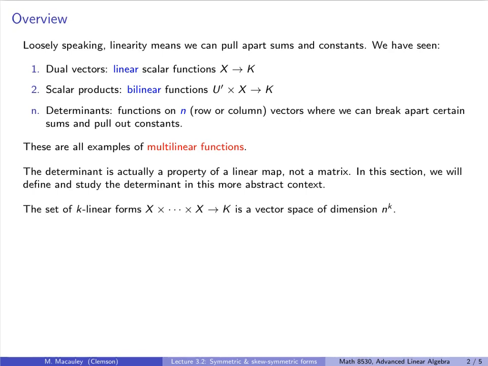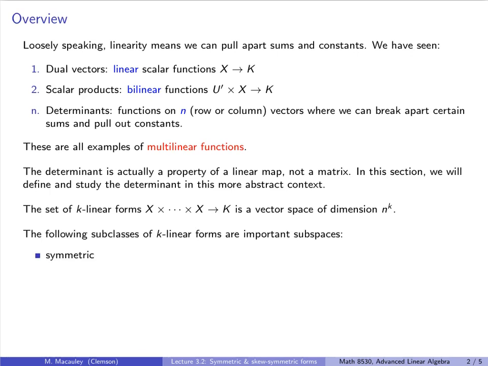The set of all k-linear forms on X, so here I'm requiring that all of the inputs are the same, say unlike up here, and also that the dimension of X equals n, is a vector space of dimension n to the k. We've seen this up here for the dual space. This is a set of one-linear forms, and it is a vector space of dimension n to the first.